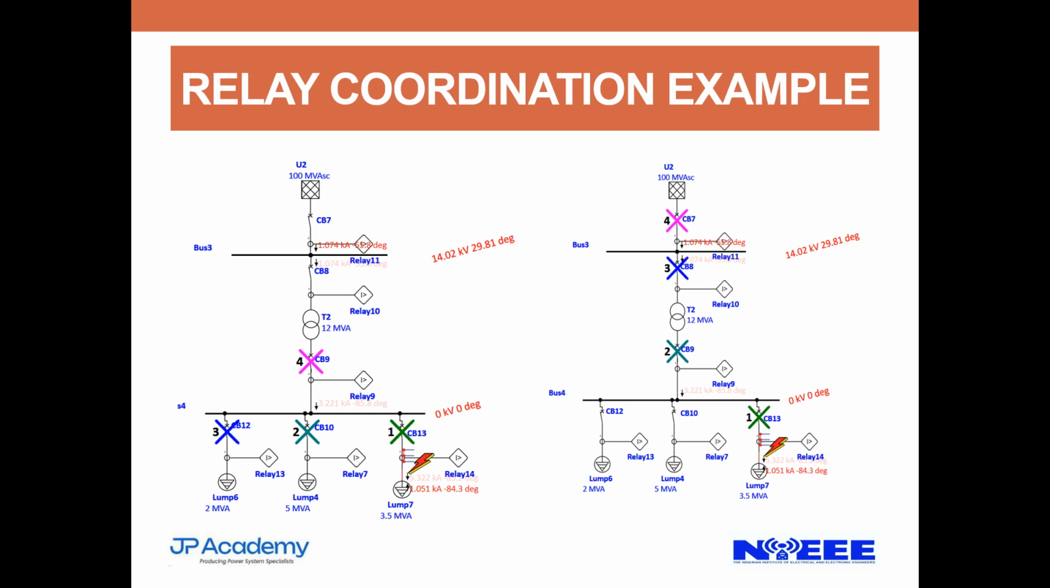Going by the purpose of power system protection, both of them are not correct. I'll give a very simple example. Let's assume we have a patient in a hospital, and that patient is undergoing an operation on lump load 6. Now a fault occurred at lump load 7.